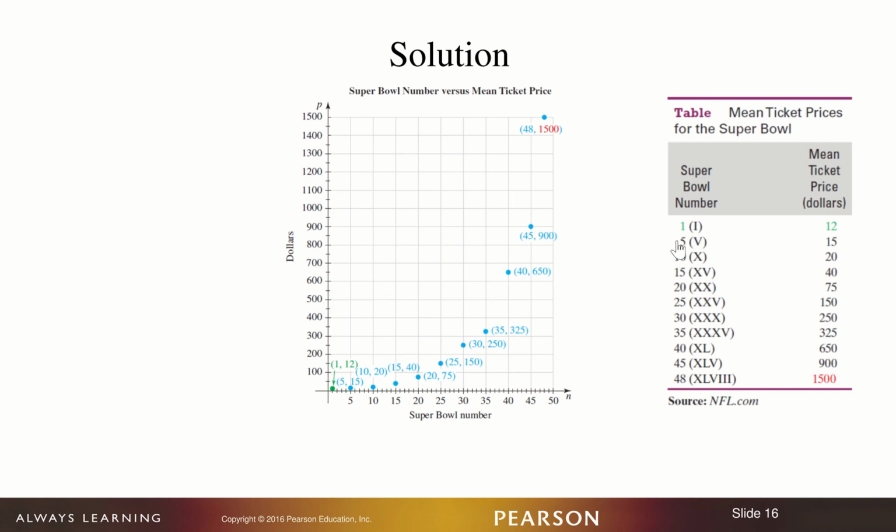So we notice that for these numbers, multiples of 5 should do pretty well, right? So we break up the line, the horizontal part of our graph, in increments of 5 like this. And for the mean ticket price, however, that's pretty extreme, right? We need to make sure that we cover anything from 12 all the way to 1500.